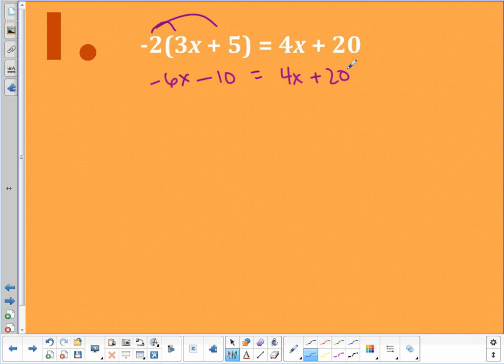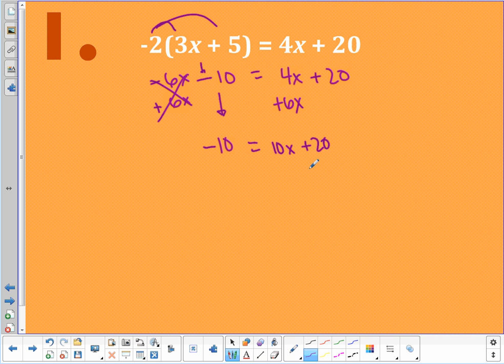And then I want to gather both variables to one side. I like to move the smaller one. So in this case, I'm going to add 6x, which makes that go away. But in equation balancing, we always have to do the same thing to both sides. So whatever I did to the left, I have to do to the right. That leaves my -10 left over. Don't forget that that negative was in front of it because that does affect the 10. And then over here, 4x plus 6x is 10x plus 20.